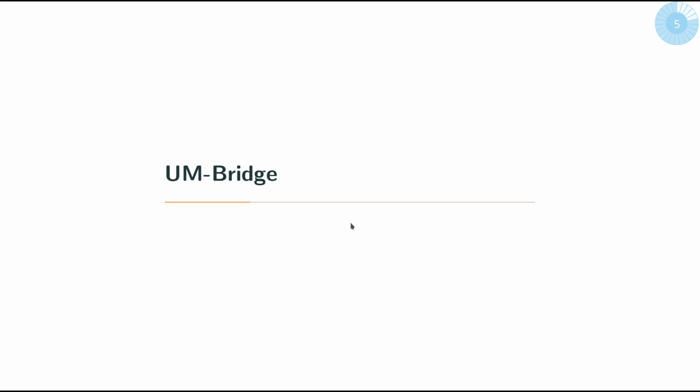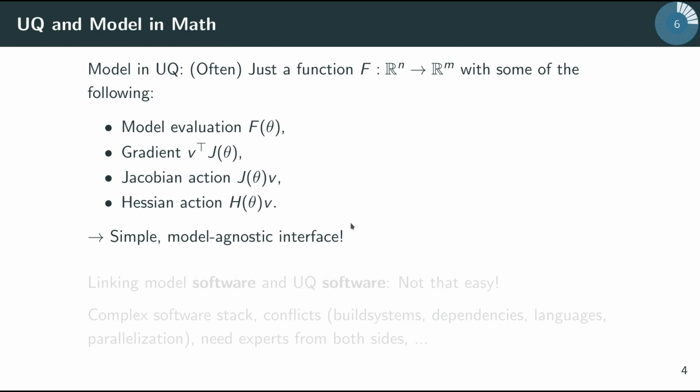So first of all, how is it even possible to have this kind of universal interface between UQ and models? As it turns out, in many UQ methods, the simulation model is really just a mathematical function taking a parameter vector onto some kind of a model outcome. And the UQ method is then going to need pointwise evaluations of the model, possibly gradients, Jacobian actions, Hessian actions. Across many UQ methods, this is really all that a model consists of, and therefore one might think that we can really just apply all of these UQ methods to pretty much any model.